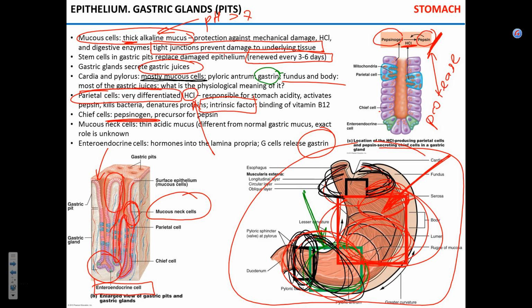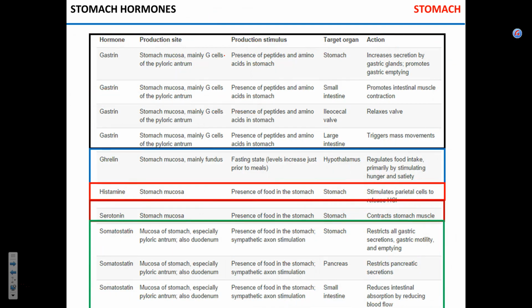You need to know the functions of the cells that we just described. Match the cell and the function. Am I clear? Good? Cool.